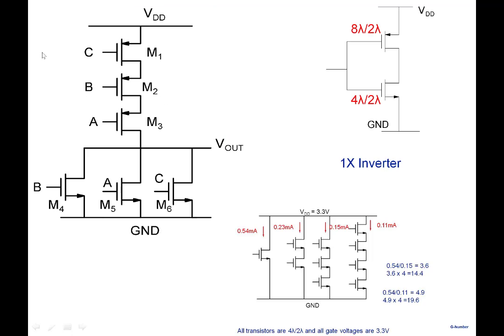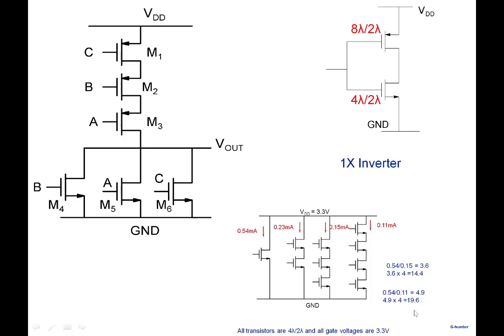Coming back to the 3-input NOR gate. Again, if we try to size it to have the same strength as this particular inverter, then of course all the NMOSs get 4 lambda by 2 lambda. And if this has to have the same strength as the single transistor here, note that when you connect 3 of them in series, the current is 0.15 compared to a single transistor.